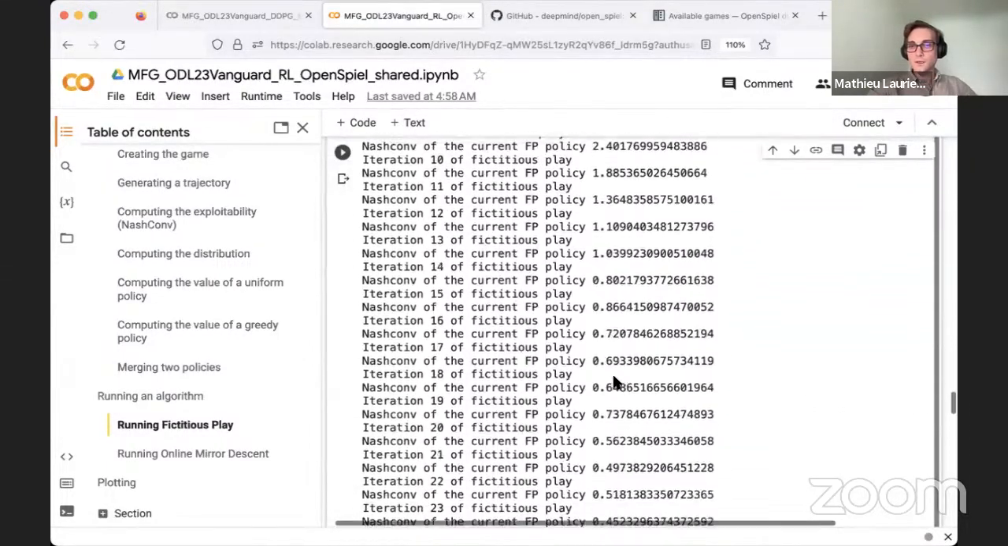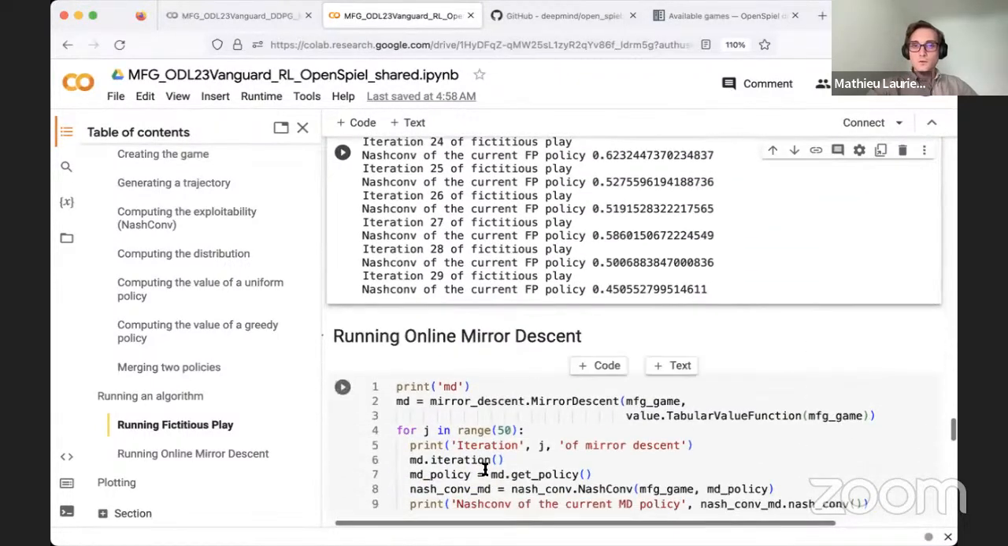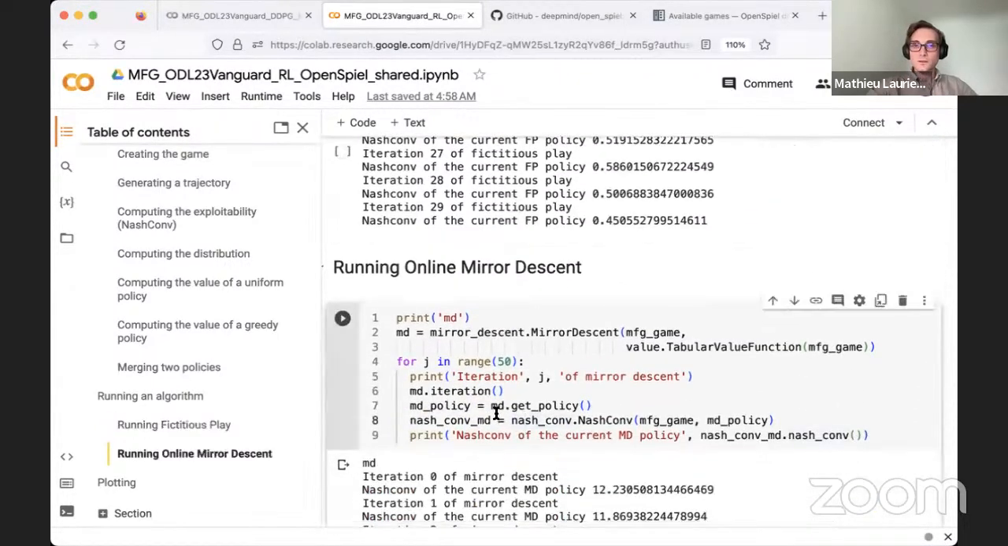The nashconv decreases. So it seems that here fictitious play is converging, and you can do a non-linear descent. Same thing, it's just one line of code. I mean, you just call md.iteration, and it does one iteration of online mirror descent, even if your game is very, very complicated, right? As long as the game is implemented, even if it's complicated, mirror descent will do one iteration.